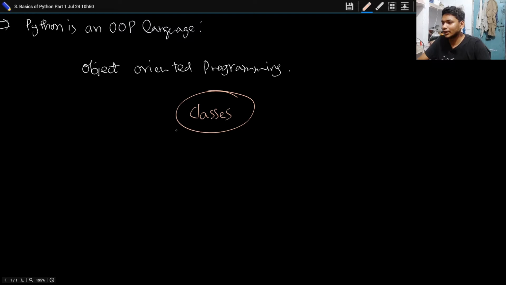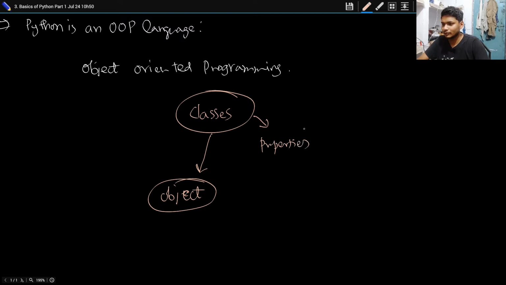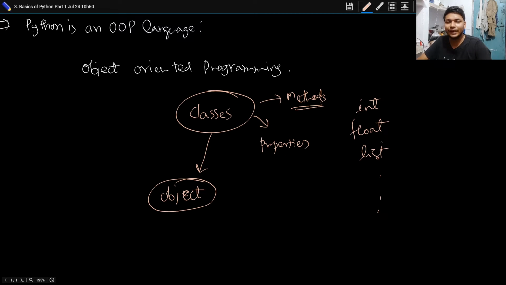All right, so what happens is, when you create an object out of this class, this object will have all the properties and methods of this class. Essentially all your data types in Python that we have, like int, float, list, and everything else, all of these are made up of classes.